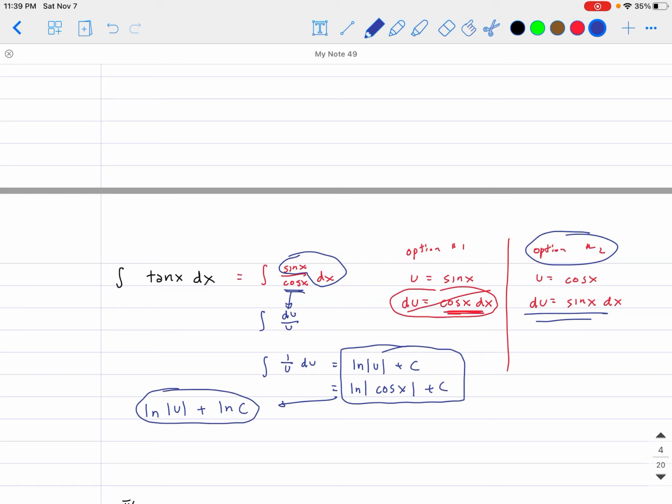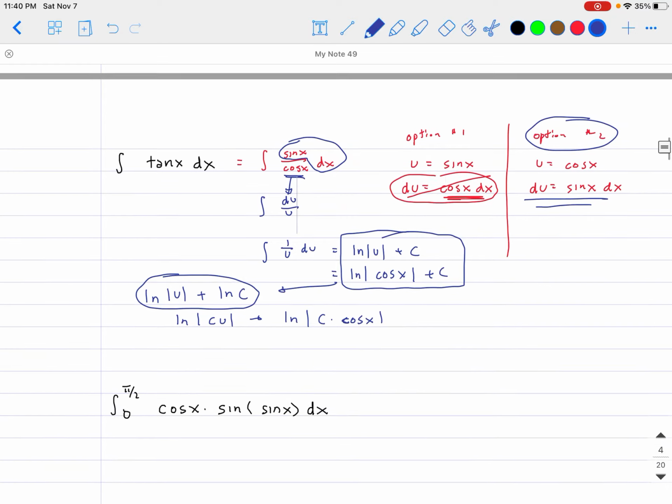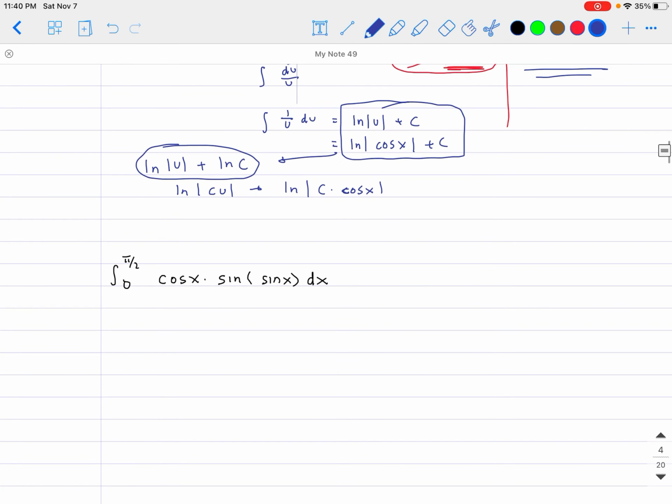But the reason why I would want to do this instead of just saying plus c is because ln of absolute value of u plus ln of c, I can write that as ln of absolute value of c times u. So what that means is that another form of the antiderivative is ln of absolute value of c multiplied by the cosine of x. Notice now the constant is inside, which is not wrong. This is just another variation of the antiderivative. So that is something that we're going to see in the near future. So just kind of keep that in mind. Okay. Now let's go ahead and look at some sort of definite integral with this u substitution.